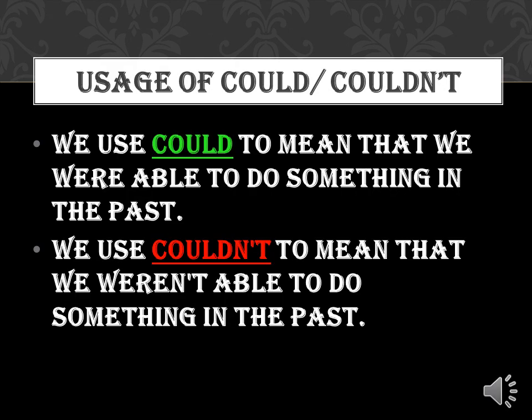Have you noticed that when Grandpa was talking about his past activities, he was constantly using the word could or couldn't? For example, when he said, "When I was a young man 40 years ago, I could climb the mountain." Here, the use of could shows an ability in the past. We use could to mean that we were able to do something in the past. And then, on the contrary, we use couldn't to mean that we weren't able to do something in the past.